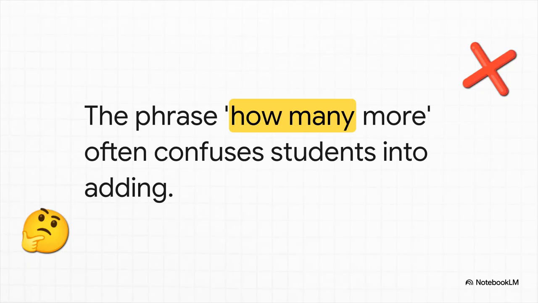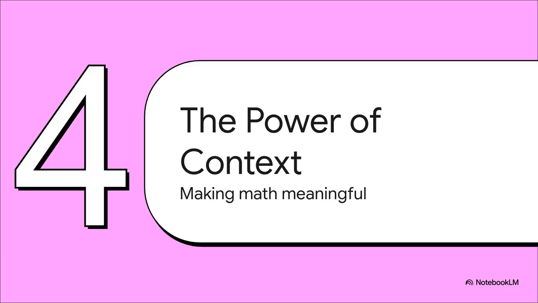You know that simple phrase, how many more? It pops up in comparison problems all the time. Well, it frequently confuses students into adding instead of finding the difference. Their brain hears the word more, and it just triggers an addition reflex, totally bypassing logical reasoning. This right here is exactly why we need to build deep operation sense rather than just teaching kids to hunt for keywords. Let's pivot to Section 4, the power of context.